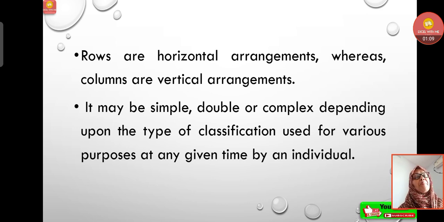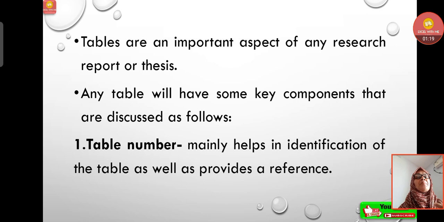It may be simple, double or complex depending upon the type of classification used for various purposes at any given time by an individual. Tables are an important aspect of any research report or thesis. Without tables, we won't be able to present our data, results and inferences. Any table will have some key components that are discussed as follows.